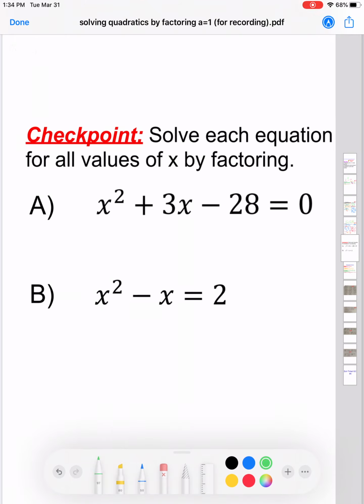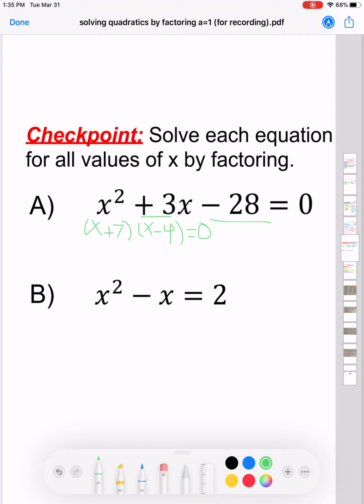Okay, so at this point, you should only be coming here if you've already solved these problems to go over our answers quickly. For part A, you'll notice the equation was already in standard form, which is great. So we can go ahead right away and do our factoring. I'll start both parentheses with an x. And again, the question is what multiplies to negative 28 and adds to positive 3? Those numbers that you should have chosen were positive 7 and negative 4. Because 7 times negative 4 is negative 28, but 7 plus negative 4 was positive 3.